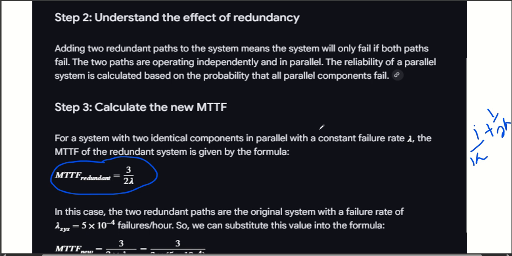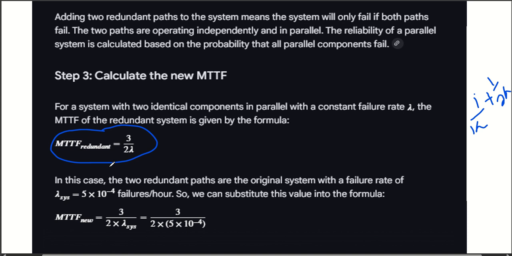I don't know how to do that; I'll put it at the end of the video if you want to watch it. But that's it, right? And when you add these two, you get 3 over 2 lambda. Okay, so that will be the total failure rate of the system: 1 over lambda plus 1 over 2 lambda. If there was a third one, it would be 1 over 3 lambda, and it will continue adding.